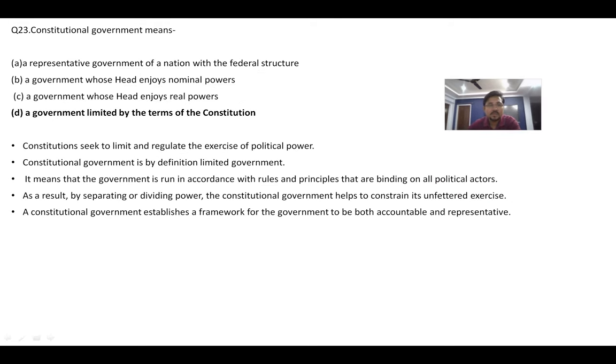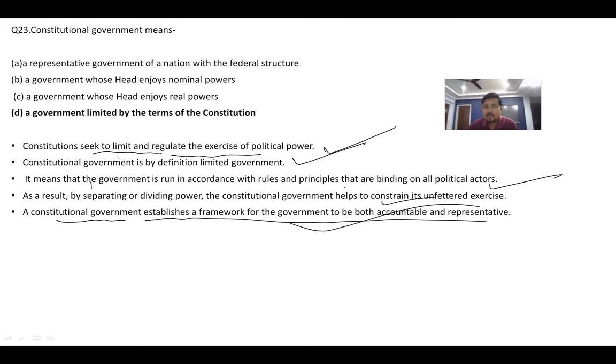A constitution seeks to limit and regulate the exercise of political power. Constitutional government is by definition limited government. It means the government is run in accordance with rules and principles that are binding on all political actors. As a result, by separating or dividing power, constitutional government helps to constrain its unfettered exercise. A constitutional government establishes a framework for the government to be both accountable and representative.